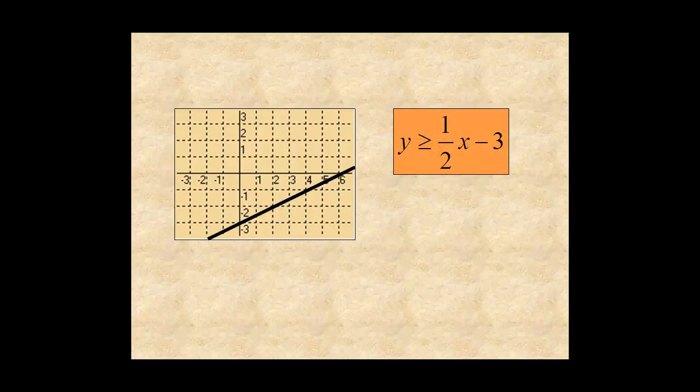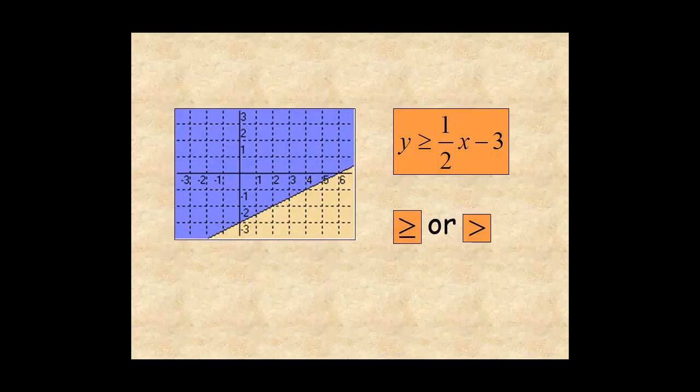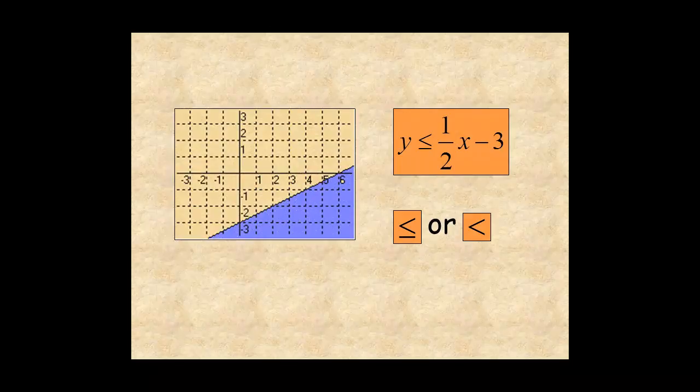Next, if the inequality is greater than, shade above the boundary line. This means that all points above the boundary line are solutions to the inequality. If the inequality is less than, shade below the line. This means that all points below the boundary line are solutions to the inequality.